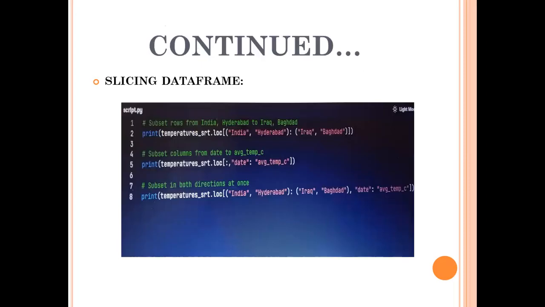Talking about slicing a data frame. We can slice a data frame in rows, in columns, or in both directions at once. Slicing our data frame is similar to subsetting a data frame. The difference lies here that in slicing a data frame, we will write the dot loc syntax after the column name or table name.